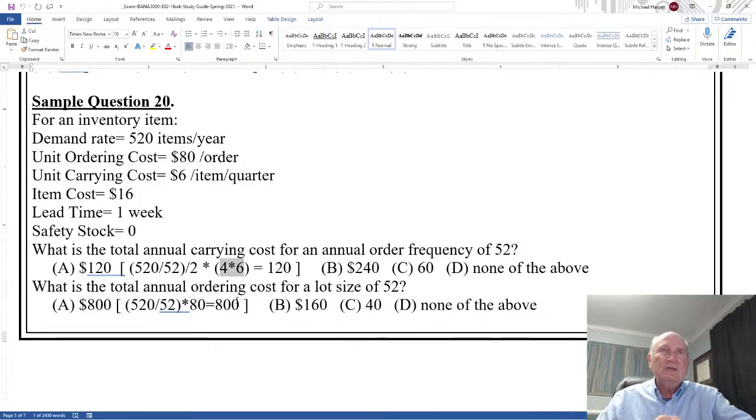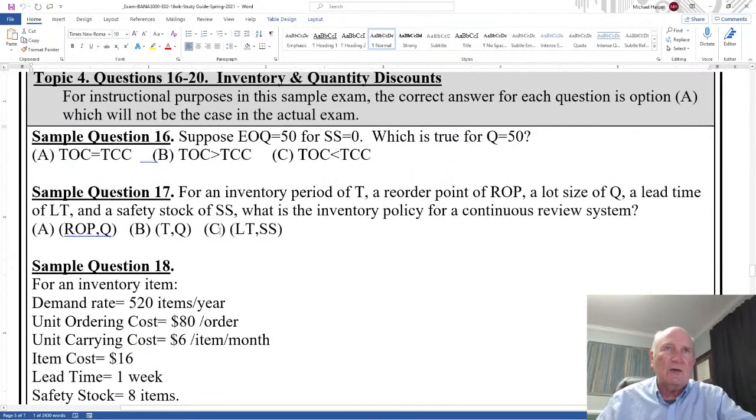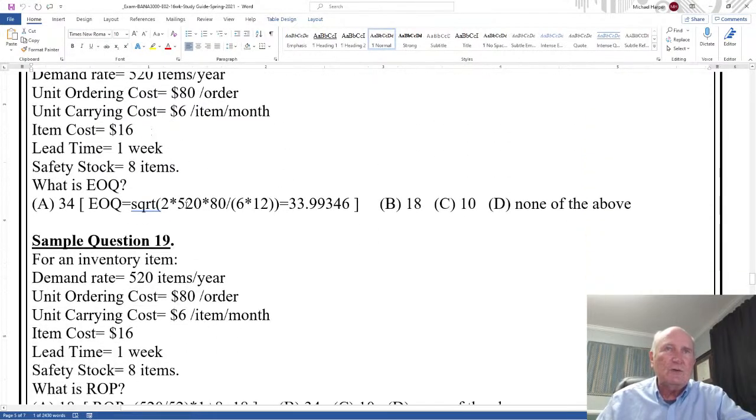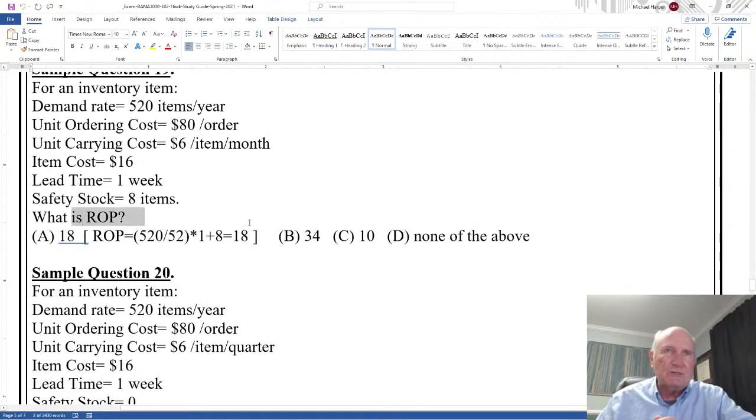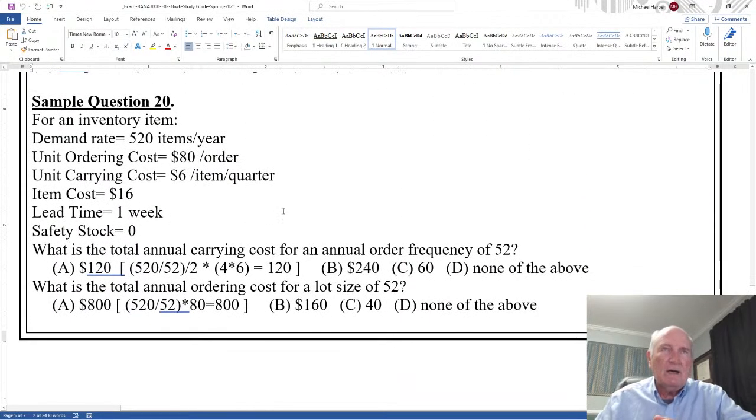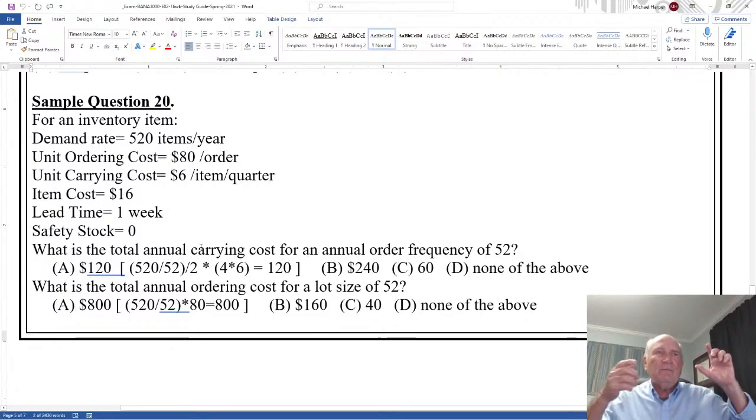So this one, notice in inventory, I start with what is EOQ? Just putting the numbers in the equation. ROP, putting the numbers in the equation. Here, you have a number of equations that are put together.